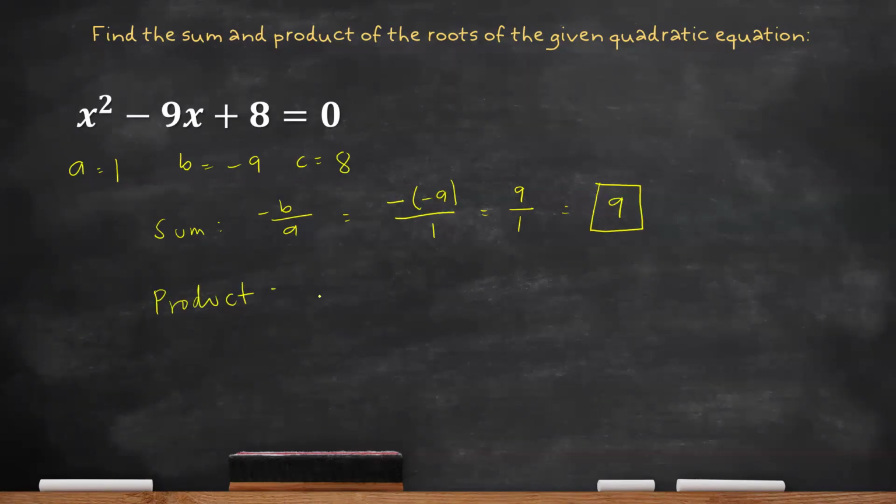Then for the product, the formula is C over A, right? So simply substitute the value. C is 8 over A, which is 1. So 8 over 1, simplify, the product now is equal to 8.